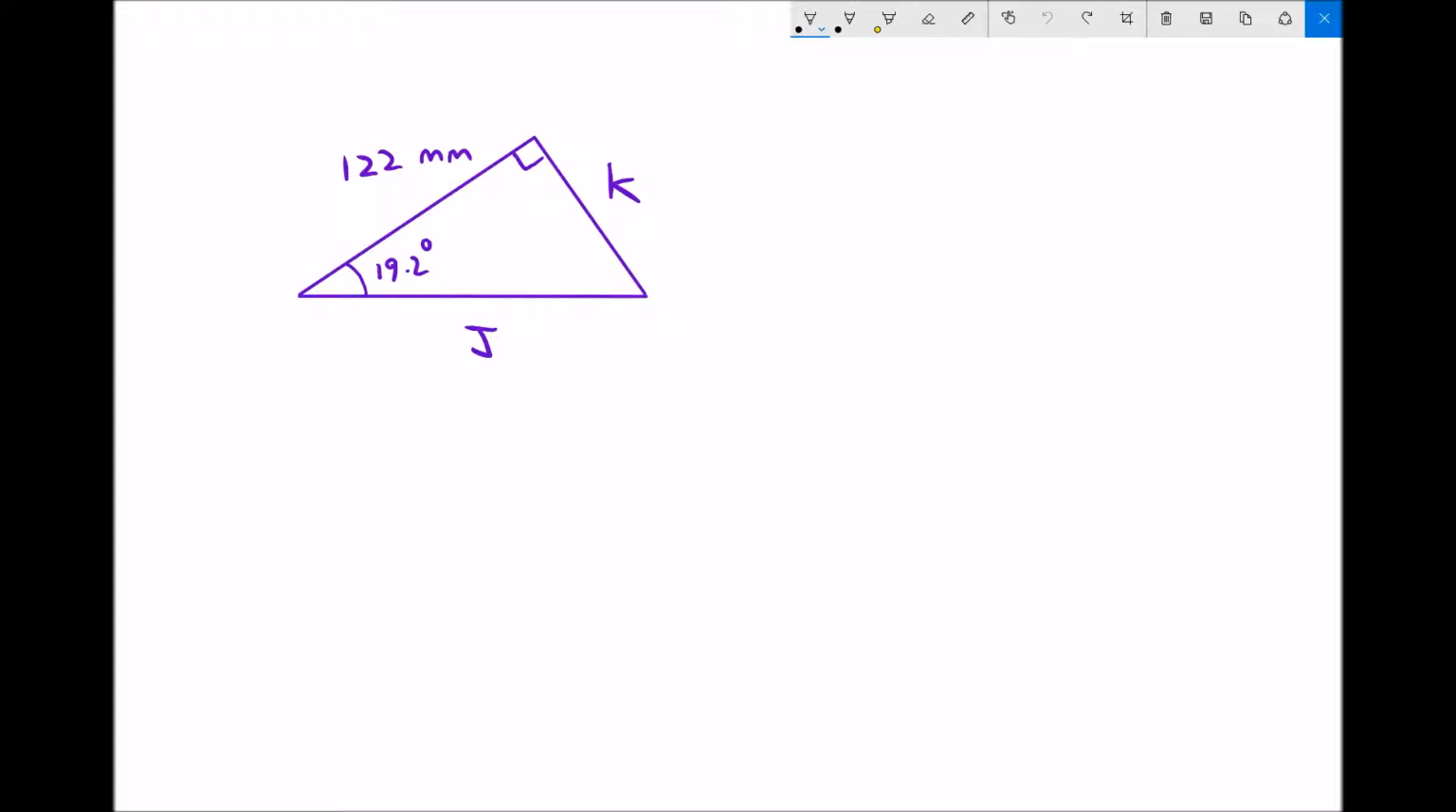So in this case, I'm going to find J and I'm going to find K, and my starting point is to label that triangle. As we've said on a few occasions, the longest side is our hypotenuse. The side opposite the given angle is the opposite, and the remaining side is the adjacent. And now we can write out SOHCAHTOA, which we're going to use to determine which equations are best to use.